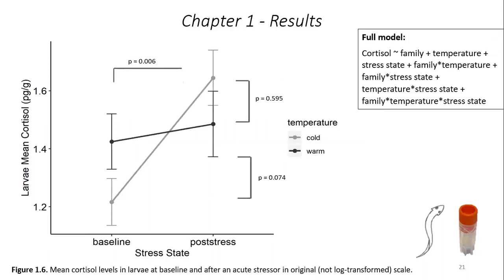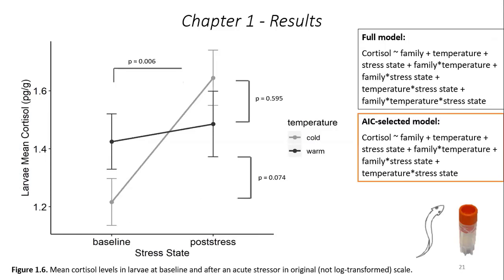And for the larval stage cortisol, here's the full model and the AIC selected model. So I saw a very similar pattern here where there was a significant cortisol spike for both groups. But at the larval stage, there was no significant difference between treatments.